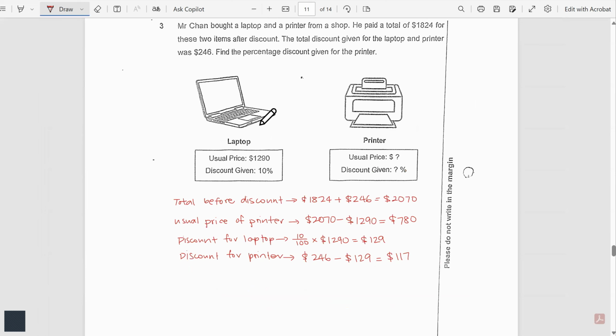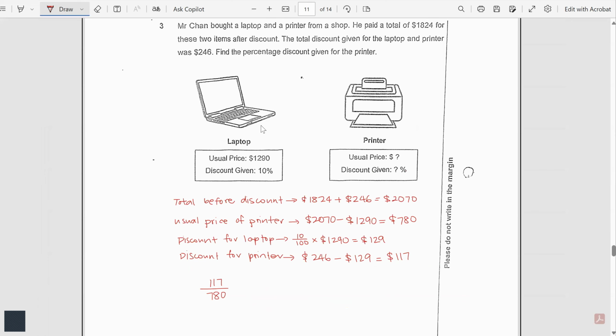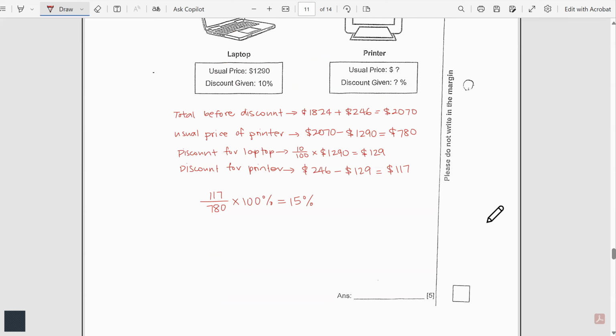So to find percentage discount, it is discount over original times 100%. The discount for the printer is 117. The original price of the printer is 780. Then we multiply it by 100%, and you get 15%. That is the percentage discount given for the printer. Okay, so that's the answer, 15%.